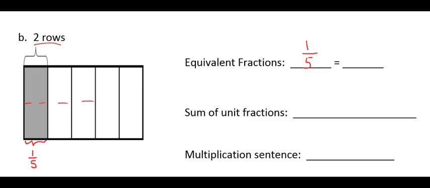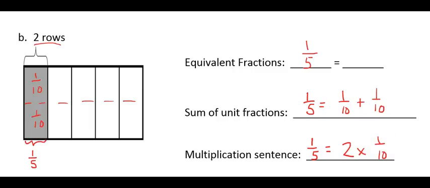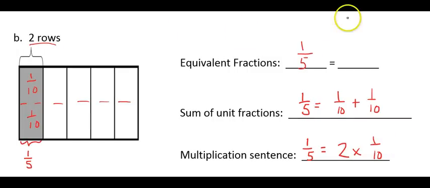So I'm going to draw a line to divide this now into 2 rows. Instead of having fifths, each of these sections now is a 10th. And my 1/5 is made up of 2 pieces, and each piece is a 10th. That tells me that 1/5 equals 1/10 plus 1/10. To write that as a multiplication sentence, I would say that 1/5 is equal to 2 times 1/10, or 2 groups of 1/10. And that means, as an equivalent fraction, 1/5 equals 2 tenths.